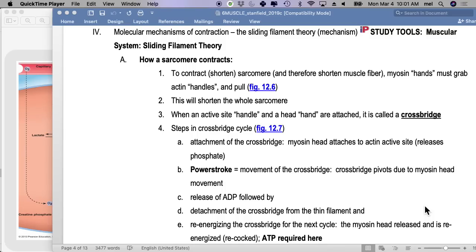Z-line, Z-disc, Z-band, Z-something, right? The protein filaments that attach to the Z-lines are called what? Actin. And the ones that don't attach to the Z-lines and float in the middle are called what? Myosin. By the way, myosin doesn't actually float.